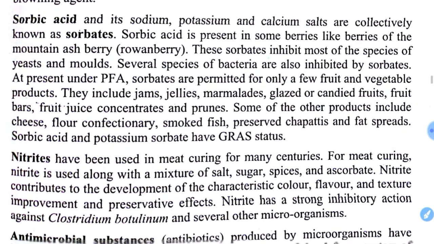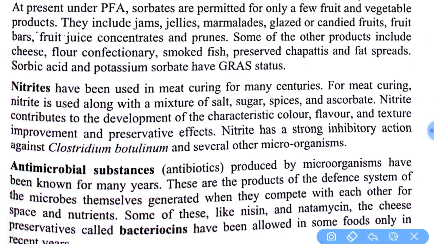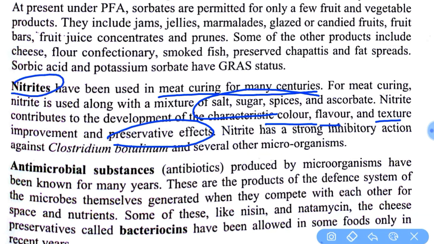Then nitrates have been used in meat curing. For meat curing, nitrate is being used along with some salt and sugar mixture. This nitrate contributes to the development of the characteristic color, flavor, texture improvement and preservative effects. Both improvement in appearance and preservation is available with the help of nitrates. Nitrate has a strong inhibitory action against what? Clostridium botulinum, which is an anaerobic bacteria.